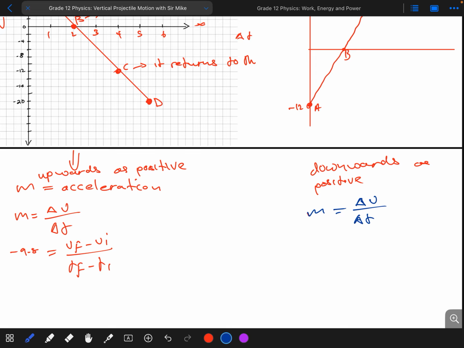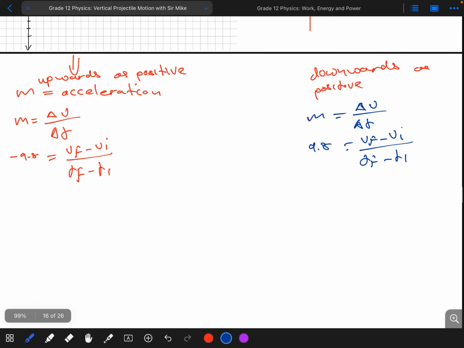So in this case, it will simply be positive 9.8 equals v final minus v initial divided by t final minus t initial. So what you need to note is that the gradient underneath the velocity versus time graph represents the acceleration of the object, which is always 9.8 meters per second squared, but depending on the direction that we take as positive.